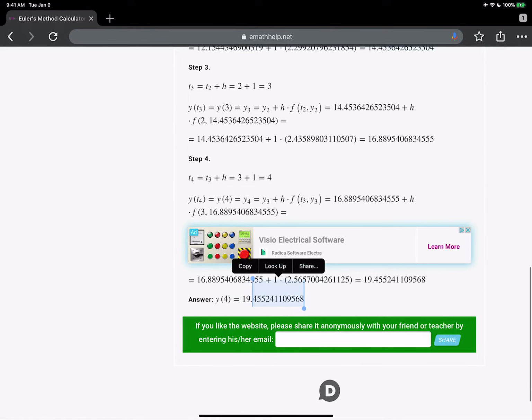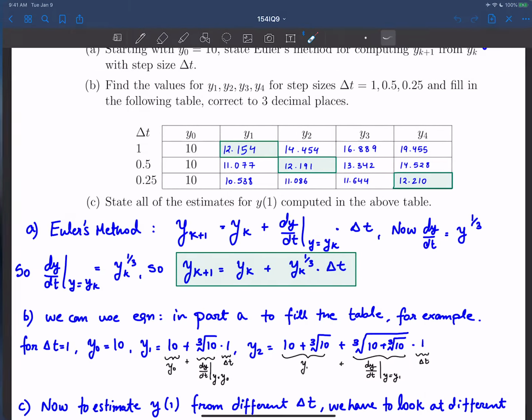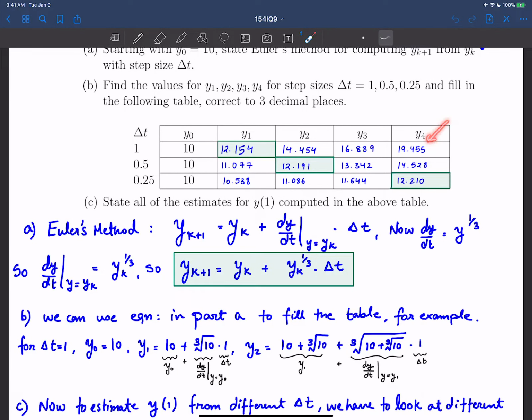It's 19.44455. Some of these numbers might be a little bit off because sometimes rounding is different, but of course you can double check with your calculator. My numbers might be a little off when I was copying them down, but you can definitely double check that. So that was the first one when you do delta t, and that's how you fill up the first row. Those numbers are here.